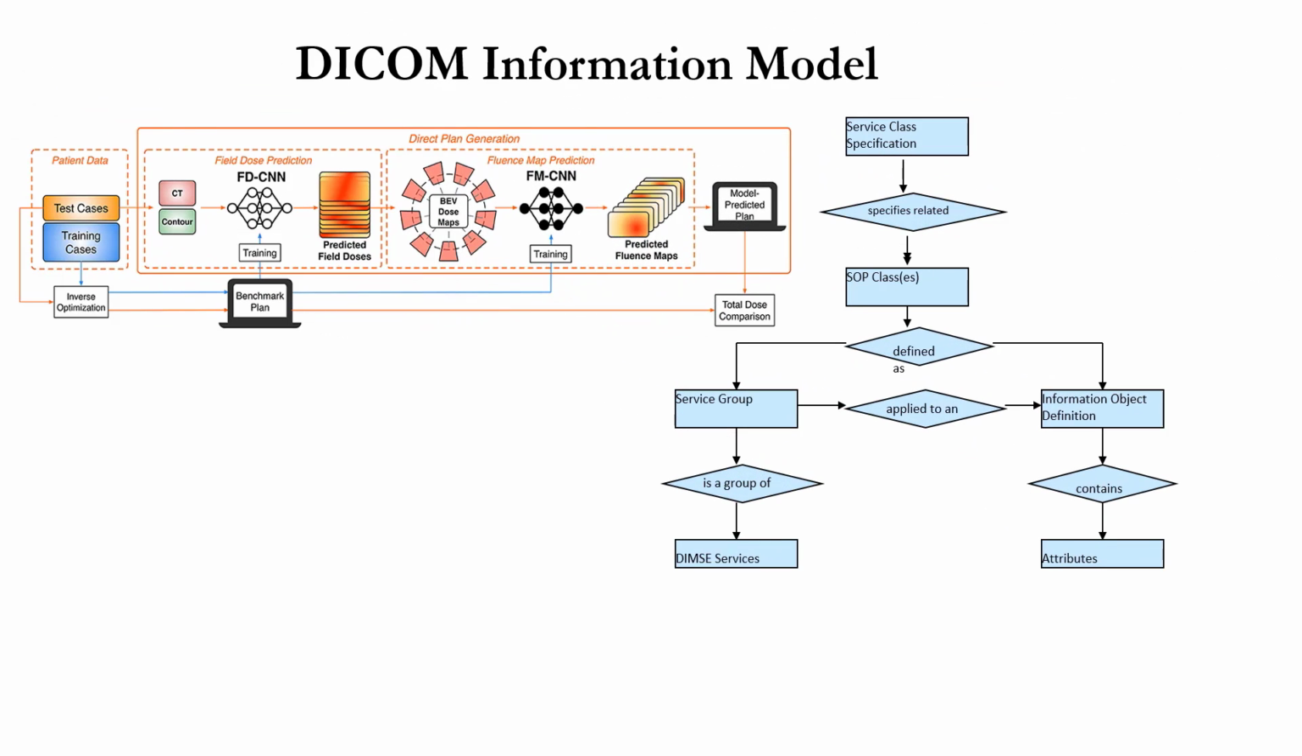So now let's take a look at the DICOM information model. This is a model of how information or data goes through the DICOM service. So we can see the service class specification goes to a specifics related box, which asks for the SOP. Once we hit the SOP and have it defined, we then have to go to the service group. We have to also go to the information object group, where we look at the DIMSE services being performed and their attributes.